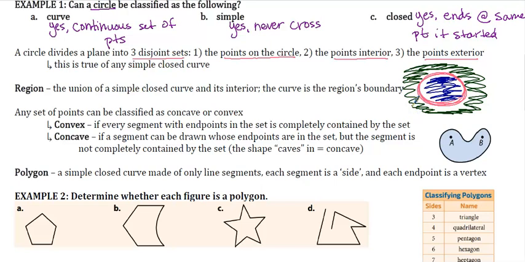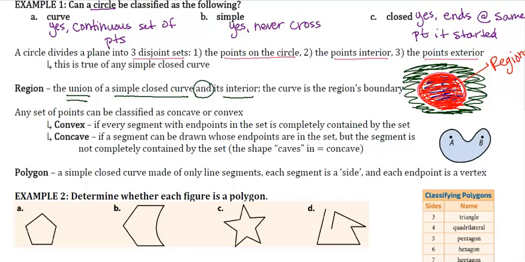So now we have this definition of region. The region is the union of a simple closed curve and its interior. So the curve is the region's boundary. So when we're talking about a region, it is the simple closed curve and its interior. So if we're talking about a circular region, we're talking about the curve and the interior. That's the region.